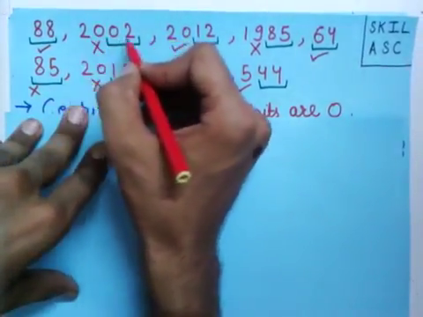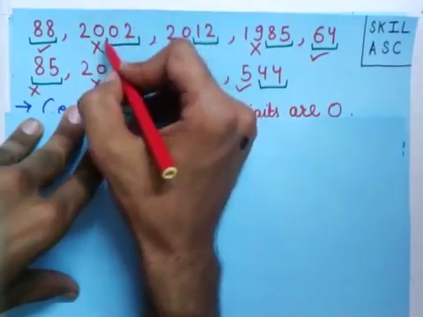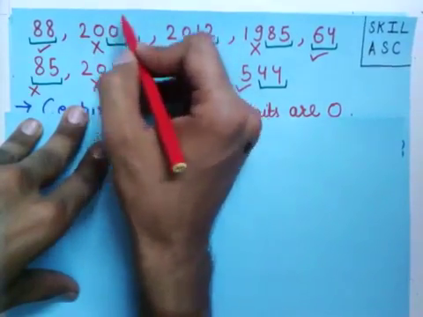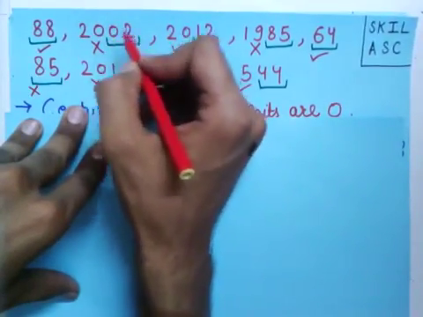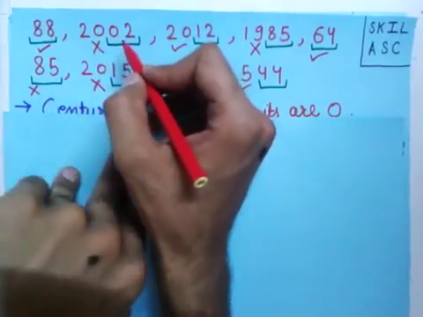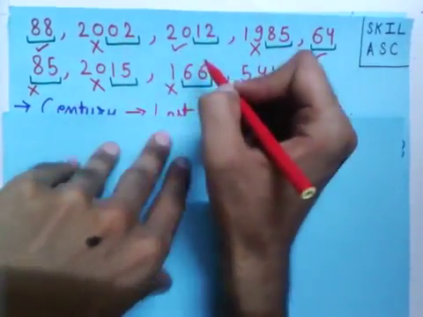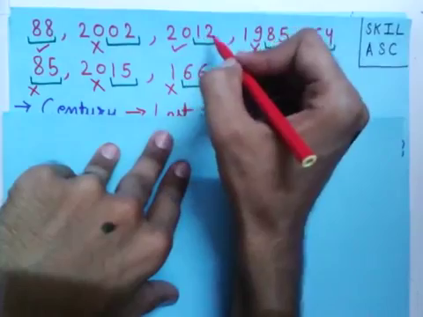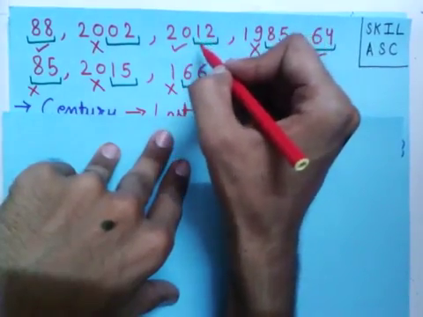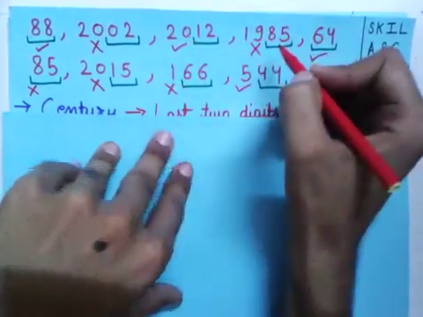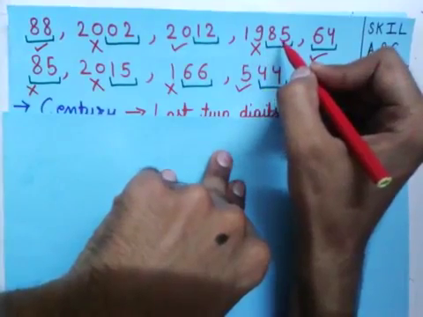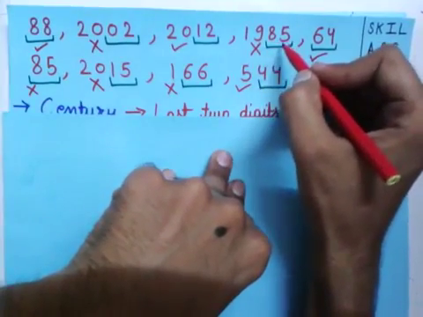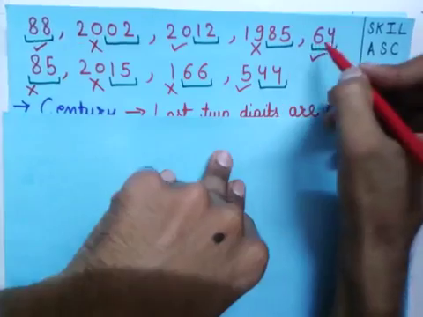Next year is 2002. If we divide its last 2 digits by 4, then these last 2 digits are not divisible by 4. So it is not a leap year. Now the next year is 2012. Since 12 is divisible by 4, it is a leap year. Next year is 1985. 85 is not divisible by 4, so it is not a leap year.